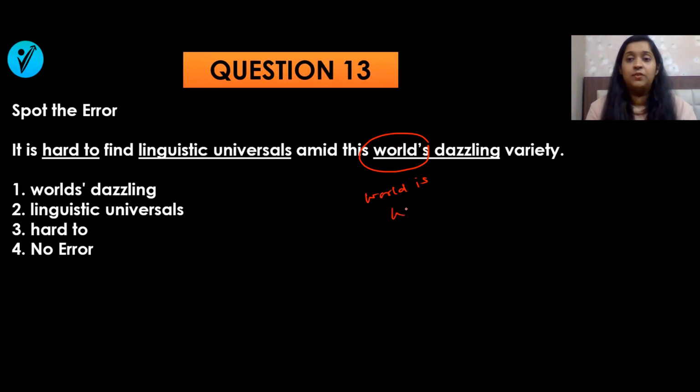So what is incorrect here? World's dazzling. This would be the correct usage. So that is why we will choose option 1 and eliminate others. The error is with world's dazzling.